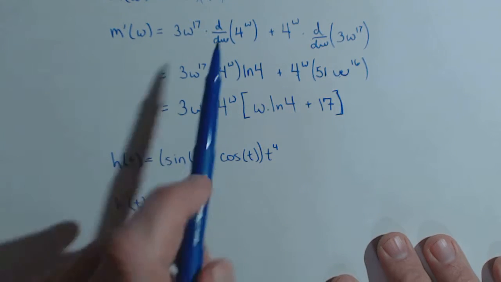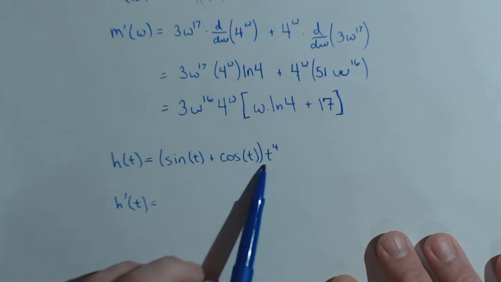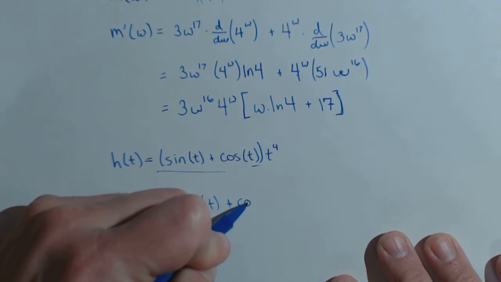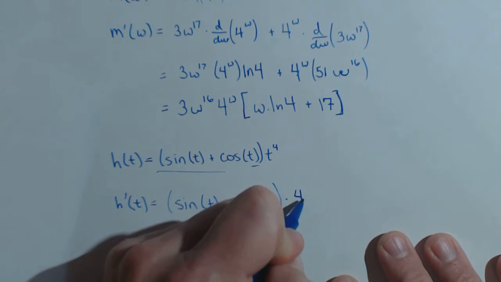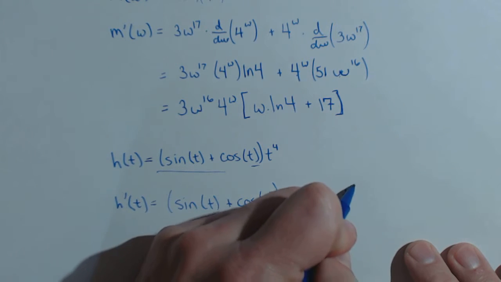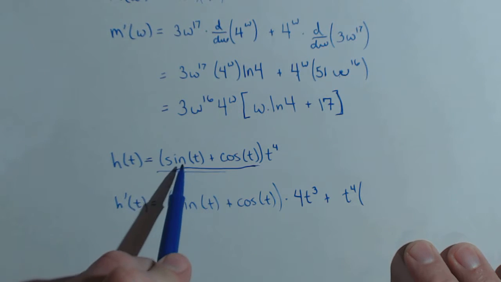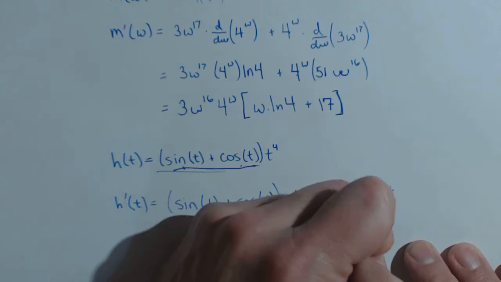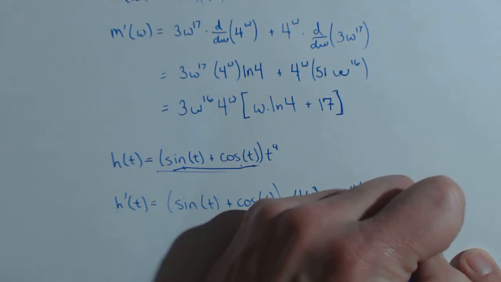Let's look at the second one. I'm going to skip this first step of writing out the dw's and just think about it in terms of the product rule. So I hold the first part constant, so sine of t plus cosine of t times the derivative of the second part, which is 4t cubed, plus, now I'm holding t to the fourth constant, and now we're going to look at the derivative of this piece, and we'll do it piece by piece. So the derivative of sine is cosine of t, and the derivative of cosine is negative sine of t.